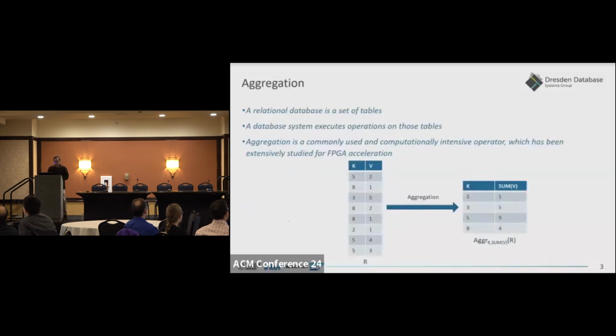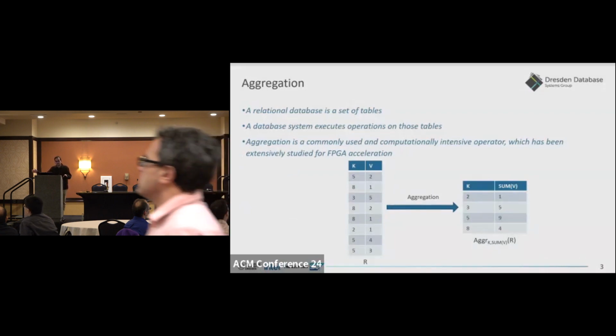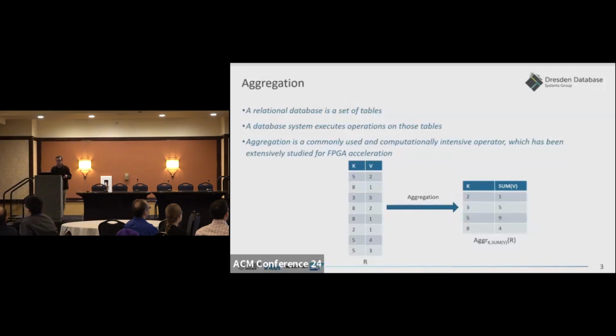So a relational database is basically a bunch of tables, and a database system's job is to run operations on those tables. Now, one of these operations is called aggregation. And what's special about this particular operation is that it's both very commonly used across different workloads, and it's very computationally intensive. And that has made it into a target for FPGA-based acceleration.